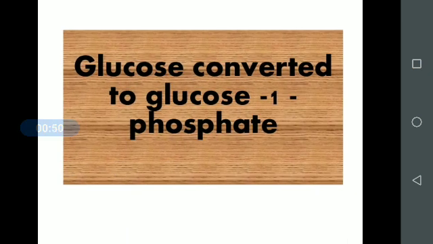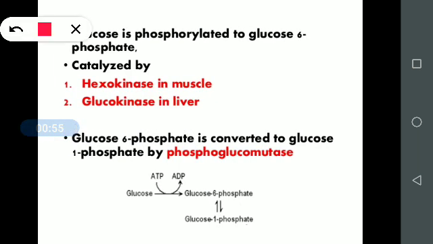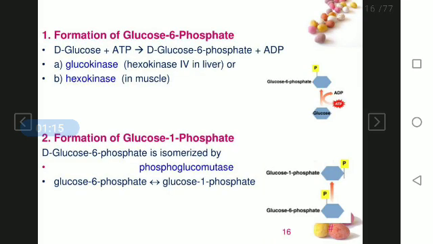So glucose is converted into glucose 1-phosphate. This glucose is phosphorylated to glucose 6-phosphate, catalyzed by the enzyme hexokinase in muscle and glucokinase in the liver. Glucose 6-phosphate is converted into glucose 1-phosphate by phosphoglucomutase. So these are the two steps: formation of glucose 6-phosphate from glucose.